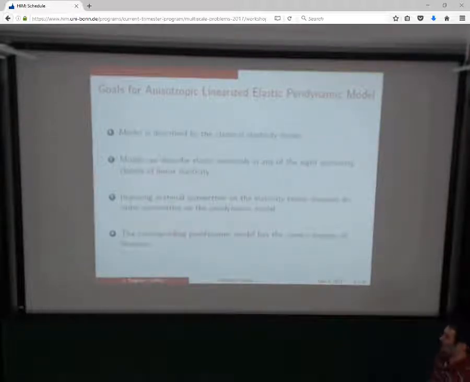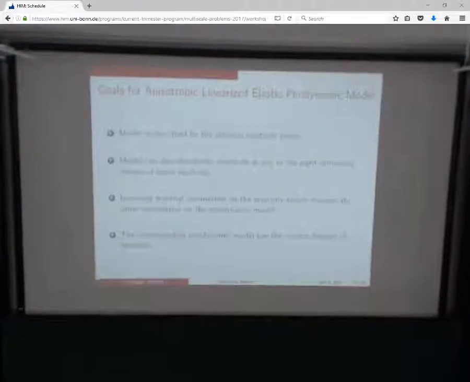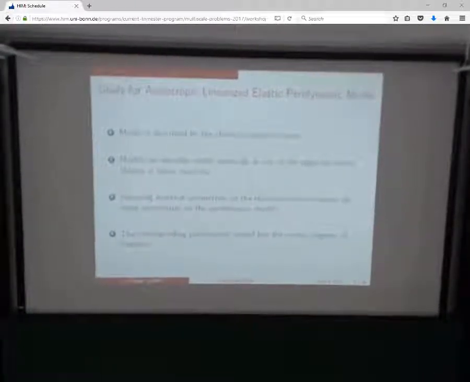And then lastly, we want the corresponding peridynamic model to have the correct degrees of freedom. So in the general case, the triclinic model, there are 21 degrees of freedom. We want the peridynamic one to also have 21 degrees of freedom.